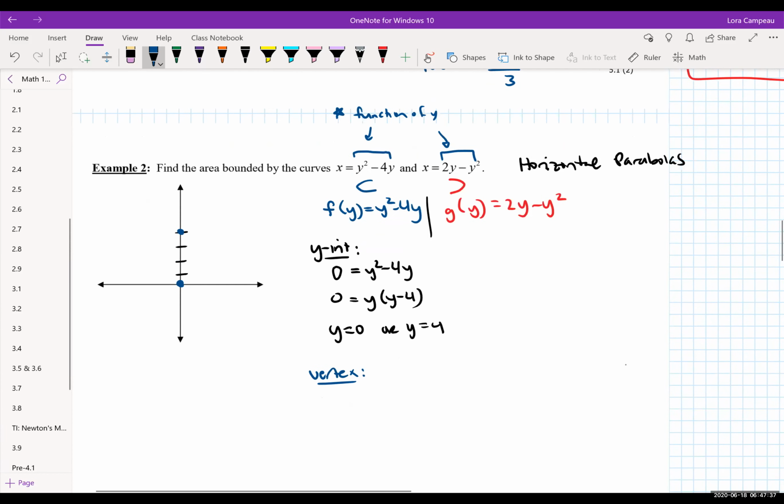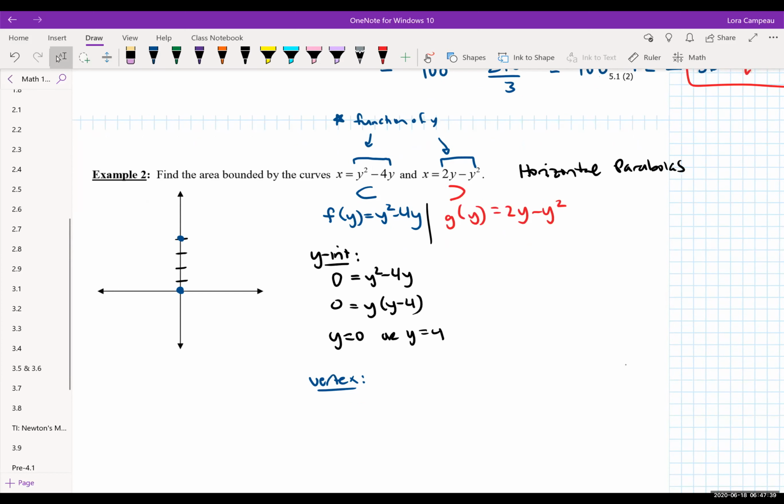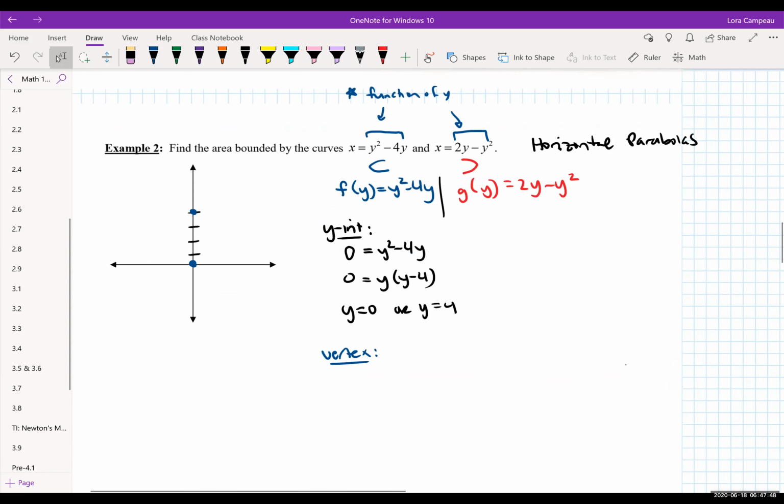So I have a formula for the vertex. If I have it in ax squared plus bx plus c form, the vertex is negative b over 2a. But because we're in terms of y, it's telling us that y equals negative b over 2a. So in our case, my a is 1 and my b is 4. So let's plug that in, and let's keep the sign of the 4.